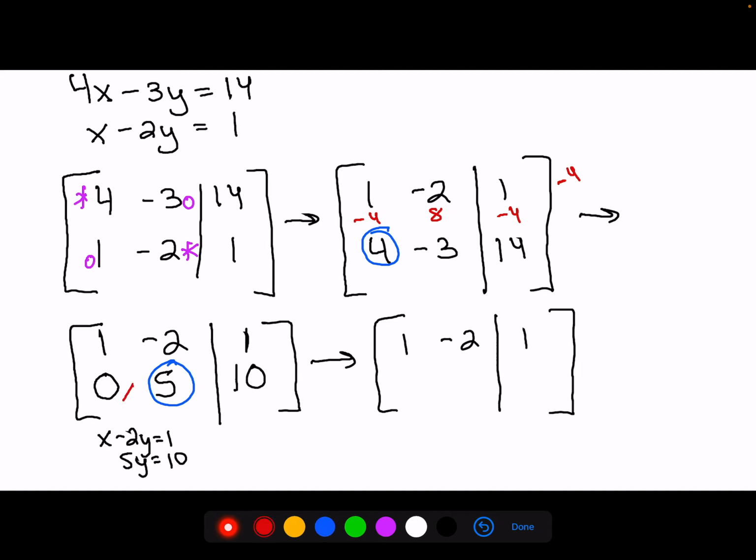Well, we're going to divide this row by 5. Same thing as multiplying by 1/5. You're allowed to do that. You're allowed to multiply or divide the elements of any row by a non-zero real number. Multiply or divide. So 0 divided by 5 is 0. 5 divided by 5 is 1. 10 divided by 5 is 2. Almost there. We now know from that bottom one that y equals 2.